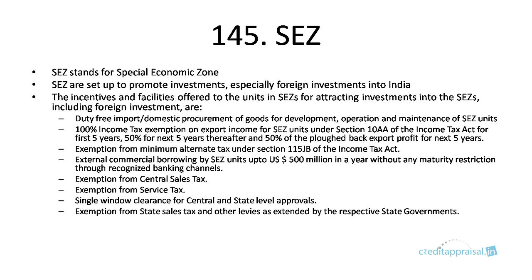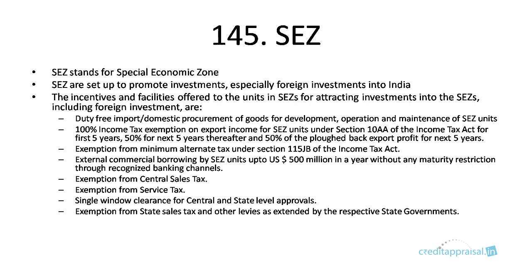So let us see some of the incentives: duty-free import, domestic procurement of goods for development, operation, and maintenance of SEZ units, and 100% income tax exemption on export income. This is important. This is why it's attractive. 100% income tax exemption on export income for SEZ units for the first 5 years, 50% for the next 5 years, and 50% of the ploughed back export profit for the next 5 years. Then there is an exemption from the minimum alternate tax.